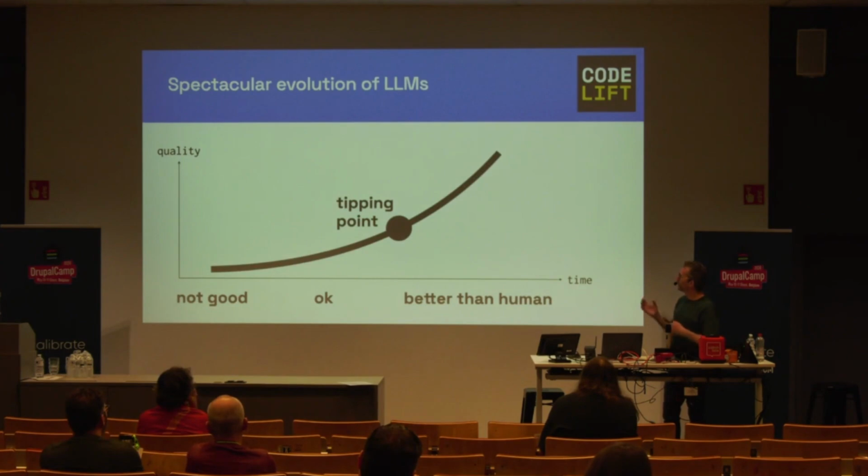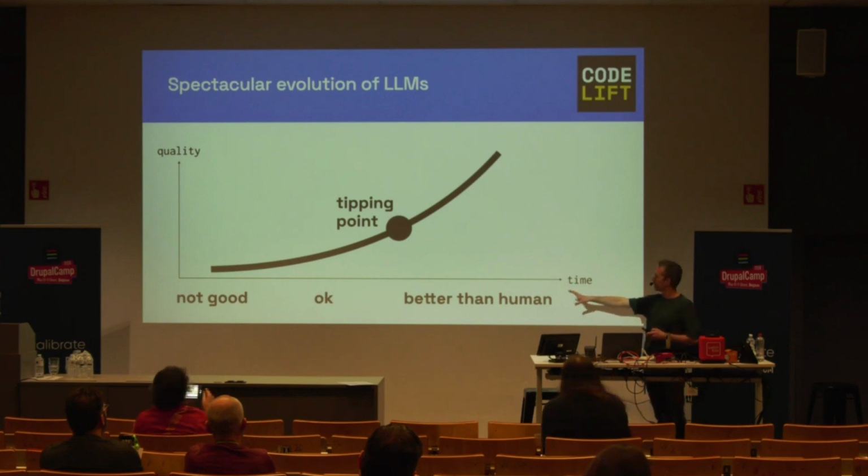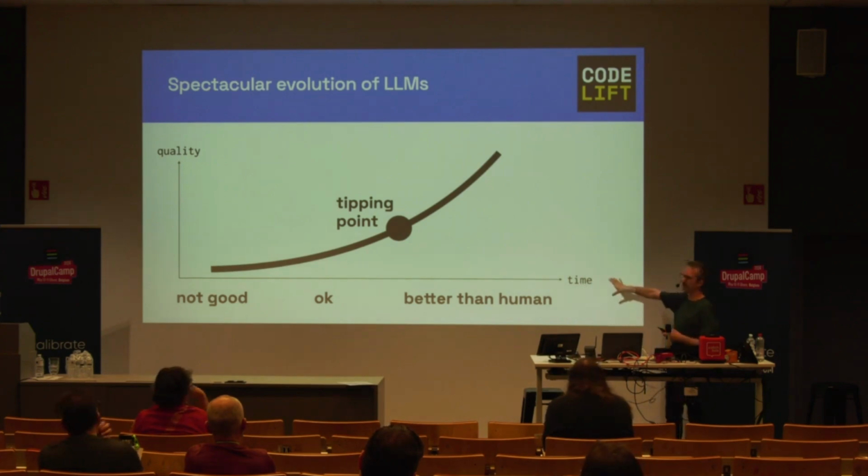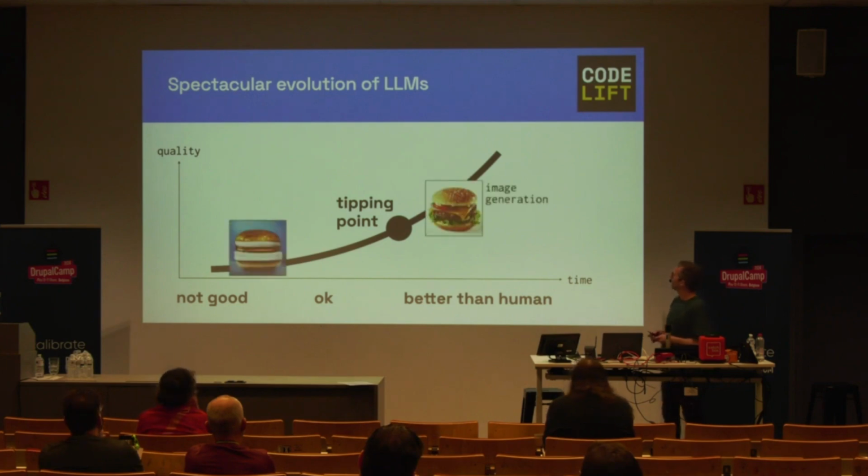So in a way there is a concept of a tipping point where something first is not good, not good, not good. Then it's okay-ish. There was this hamburger that was okay-ish, and then it's better than human. And the hamburger, I call it better than human, but it passed the tipping point.